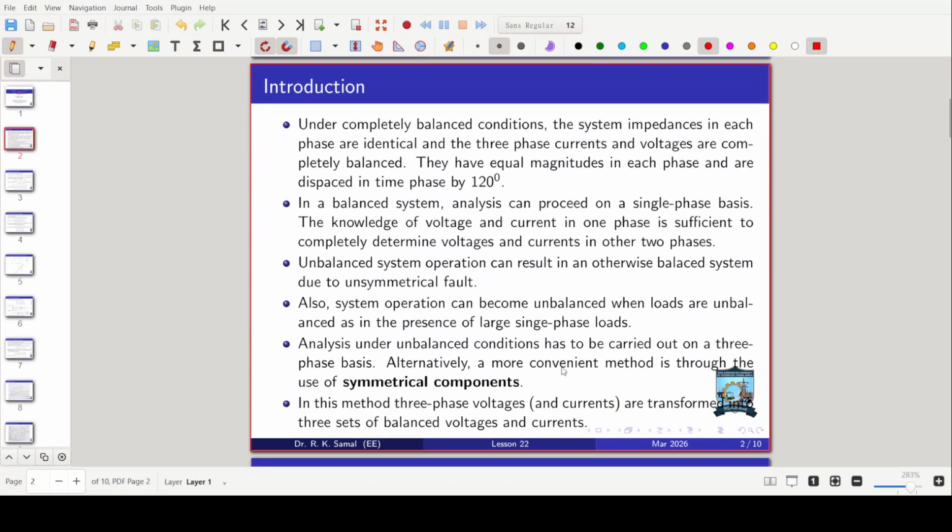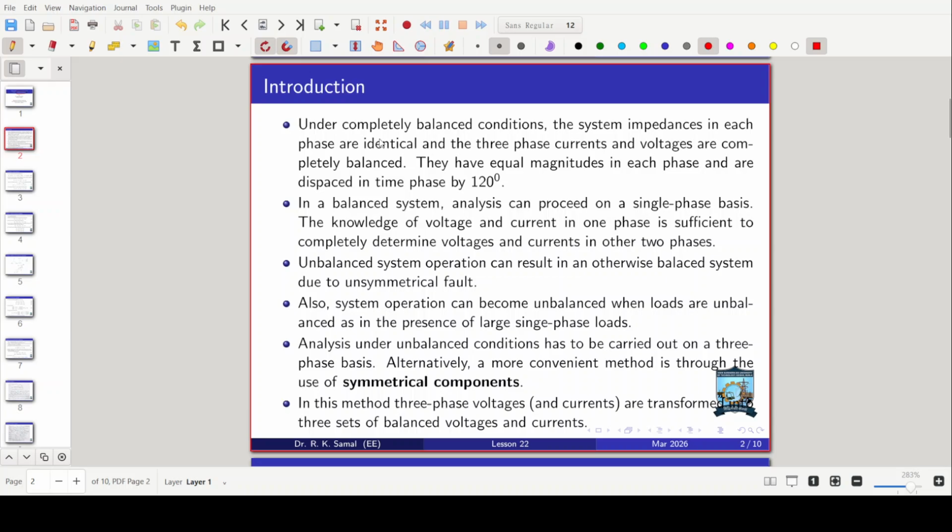Now just like a balanced system can be converted into a single phase system, any unbalanced system can be converted into three different systems known as positive sequence, negative sequence and zero sequence. Okay. And we do analysis for these sequence networks separately and then connect them.